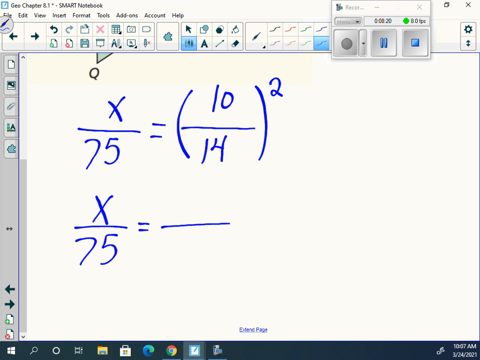Now, if we want to, we can go on and square this here, 10 over 14 squared. Well, 10 squared is 100, and 14 squared, I want to say is 196, but I feel like that's too big. That's 13 squared. 13 squared is 169.